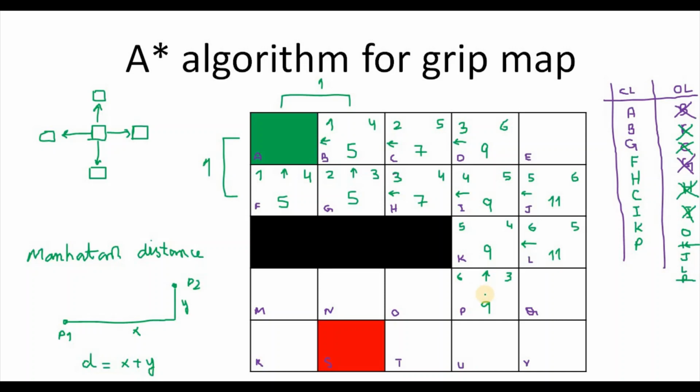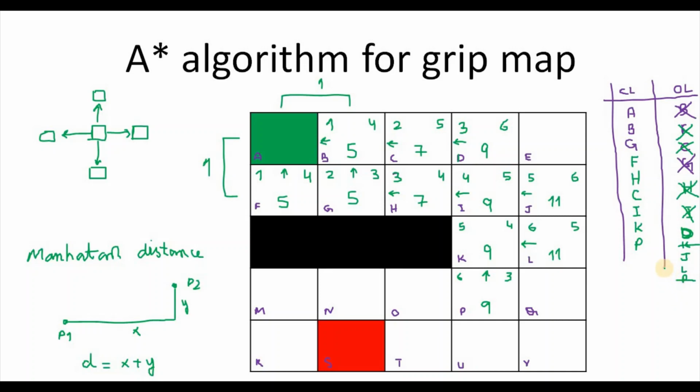So for node P, we look at its neighbors, which are Q. Sorry, this was node D, not O. It looked like D, that's why I didn't notice that. So now node P has neighbors Q, O, U and K. K has already been visited, it's in the closed list. So the newly discovered neighbors are Q, U and O.